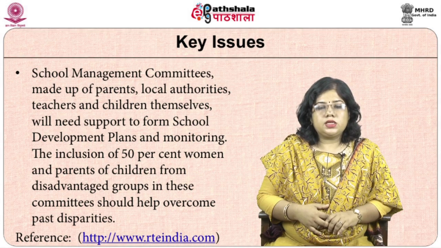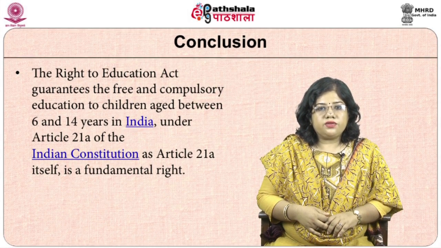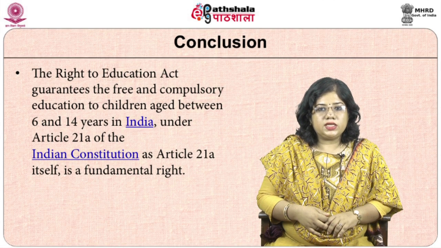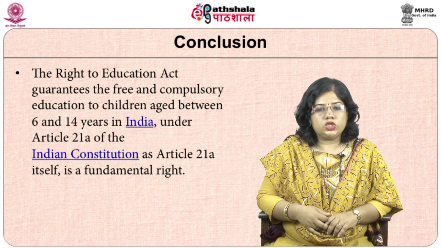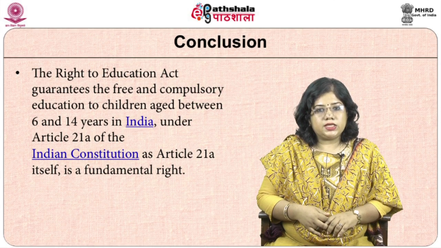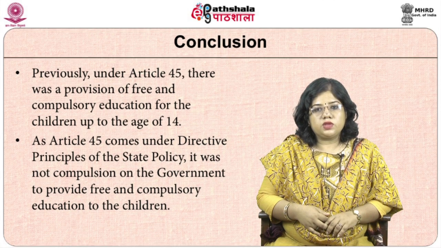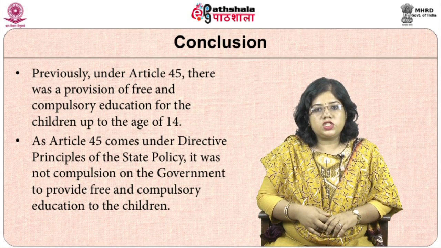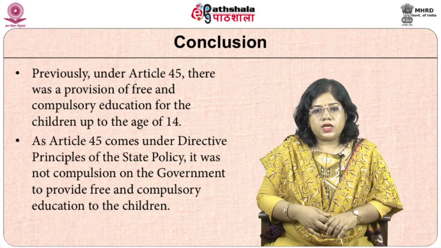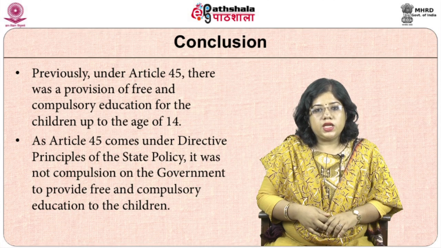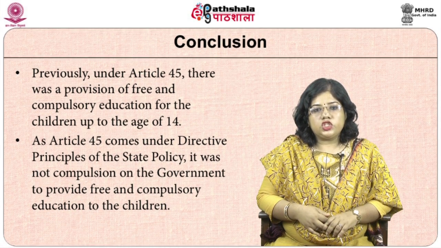Conclusion: the Right to Education Act guarantees free and compulsory education to children aged between 6 and 14 years of India under Article 21A of the Indian Constitution, as Article 21A itself is a fundamental right. Previously, under Article 45, there was a provision of free and compulsory education for children up to the age of 14. As Article 45 comes under directive principles of state policy, it was not compulsory for the government to provide free and compulsory education to the children.